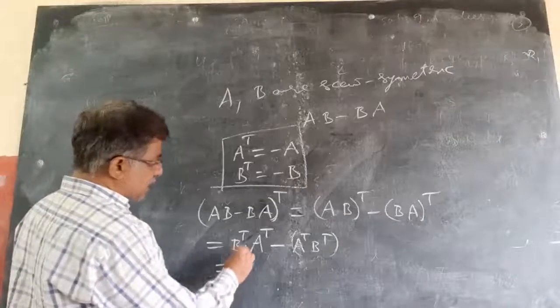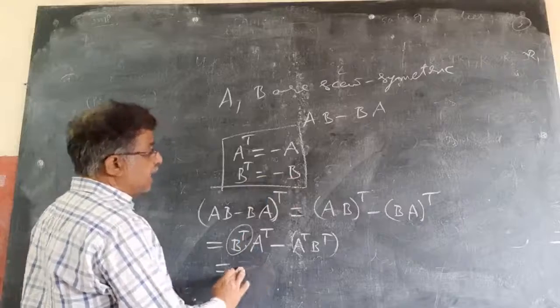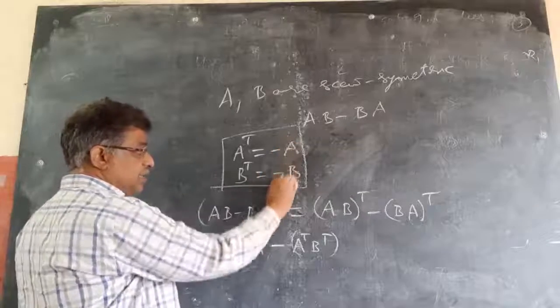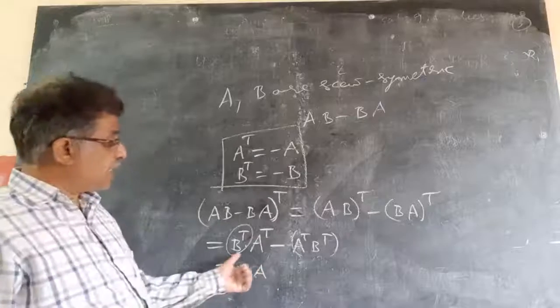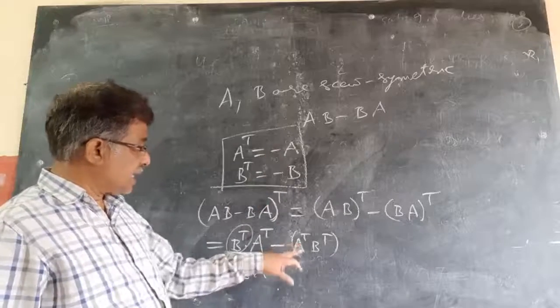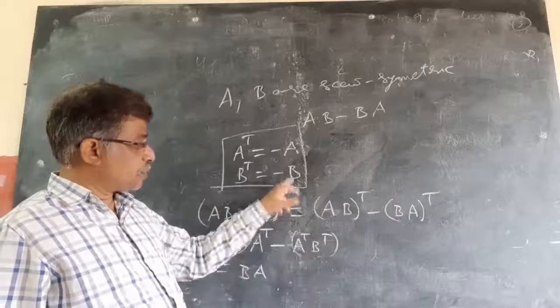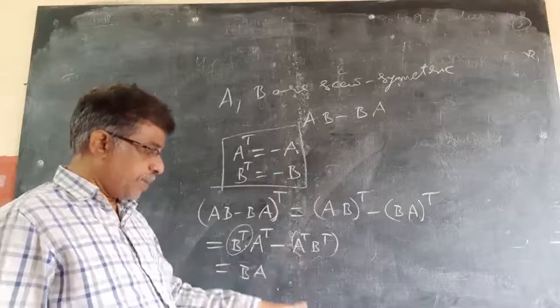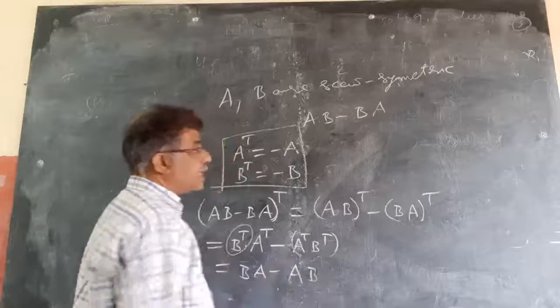Now B transpose is nothing but what? Minus B. So minus B, and A transpose is minus A. So minus B into minus A, I will get plus BA. Minus B into minus A is plus BA. Next, A transpose is minus A, B transpose is minus B. So this is minus into minus, again plus AB. So minus AB.